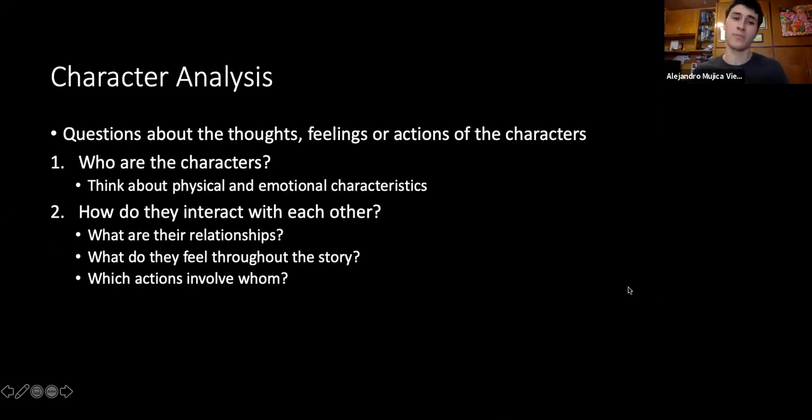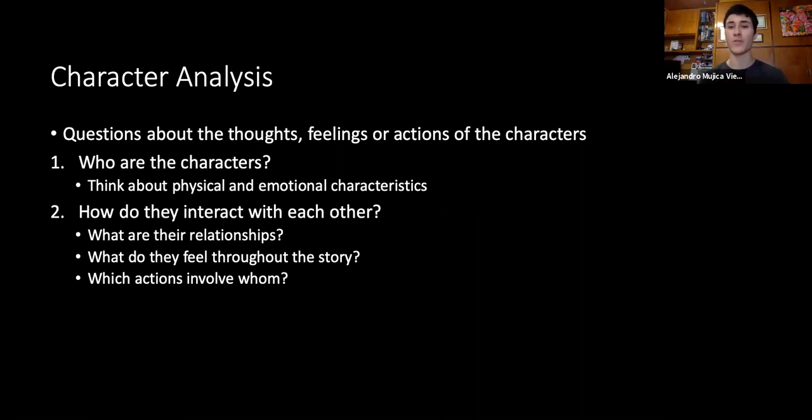Character analysis. Questions about the thoughts, feelings, or actions of the characters. Ask yourself, who are the characters? Ambar, Jeremias, Catherine, and Camila. Those are the characters. Think about their physical and emotional characteristics. How do they interact with each other? So, does Ambar like Catherine? Does she hate her? Does Jeremias look up to Camila, or does he look down upon her?